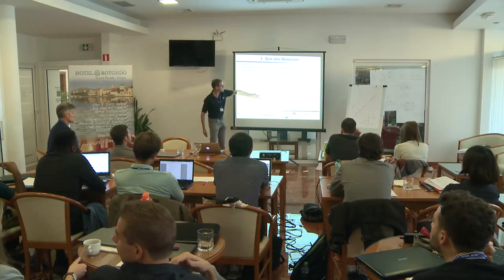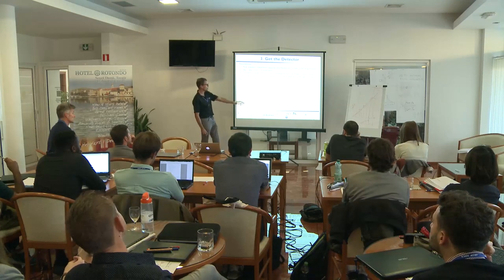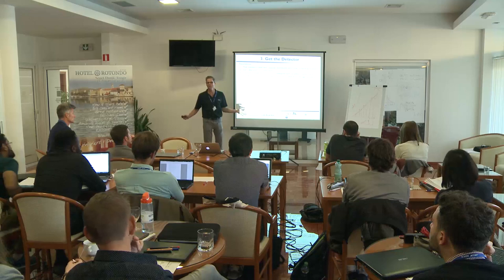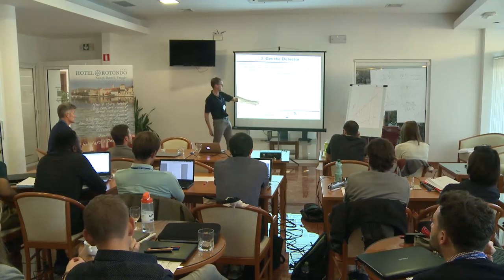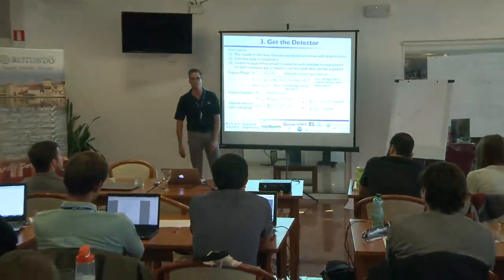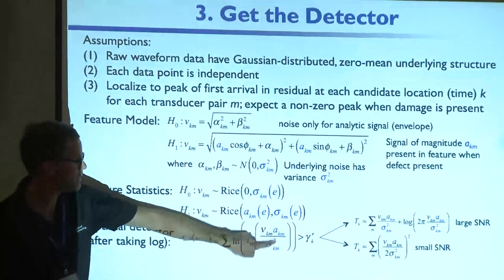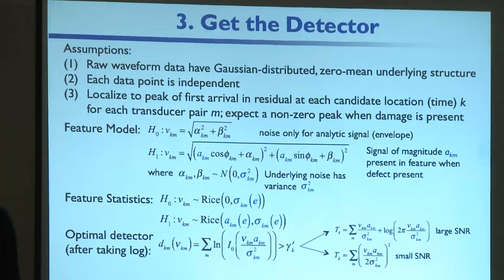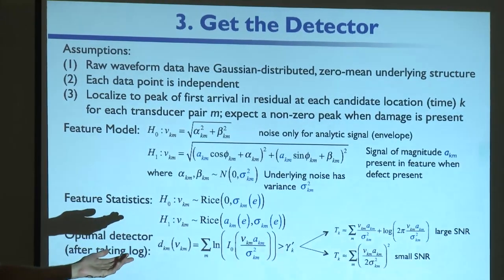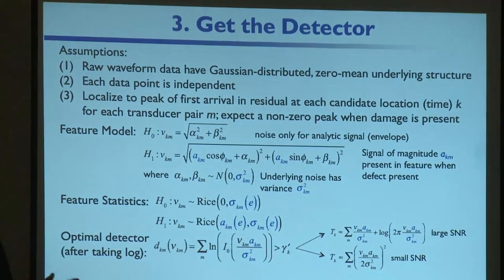If I have my feature statistics, though, I can plug into that detector formula. And look what pops out. I never in a million years would have guessed this is what I should do with my data, but I should sum over all the data, take the log of the Bessel function of the data times the amplitude of my data divided by the variance of the noise level. Who knew? But that's what detection theory would do.